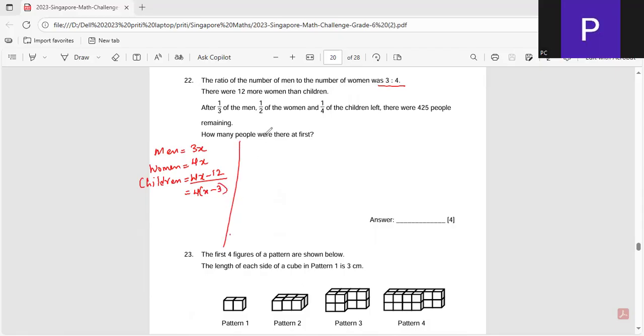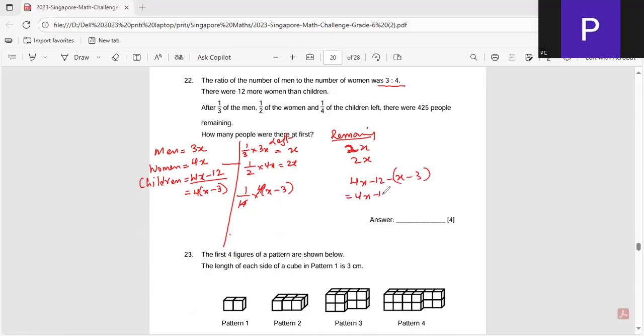Now these were in the beginning, then how many of them left? So 1/3 of 3x left. So x left, how many were remaining? 2x, correct? Then for the women, half of 4x left. So 2x left. How much was remaining? 2x. Correct. Then in case of children, 1/4 of the children left. So x minus 3 left. So how many are remaining? 3x minus 9. So you have 4x minus 12 minus x plus 3, which is 3x minus 9.